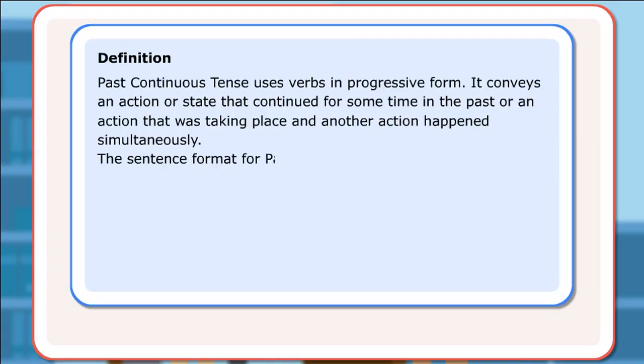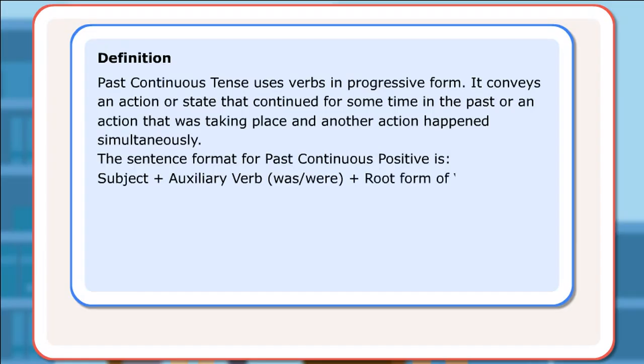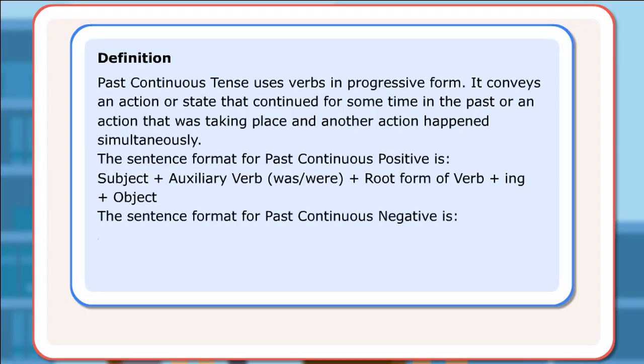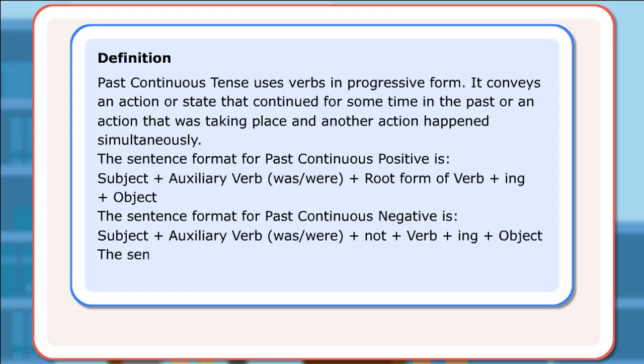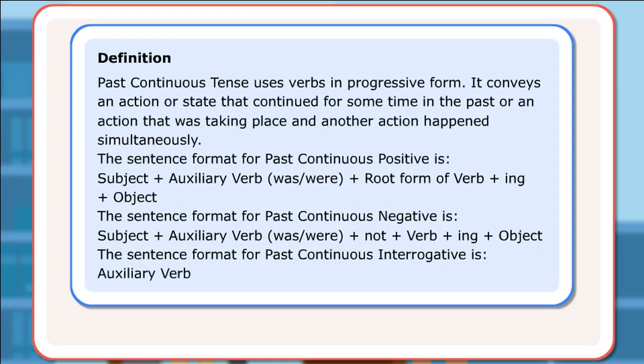The sentence format for past continuous positive is subject plus auxiliary verb, was or were, plus root form of verb, plus ing, plus object. The sentence format for past continuous negative is subject plus auxiliary verb, was or were, plus not, plus verb, plus ing, plus object. The sentence format for past continuous interrogative is auxiliary verb, was or were, plus subject, plus verb, plus ing.